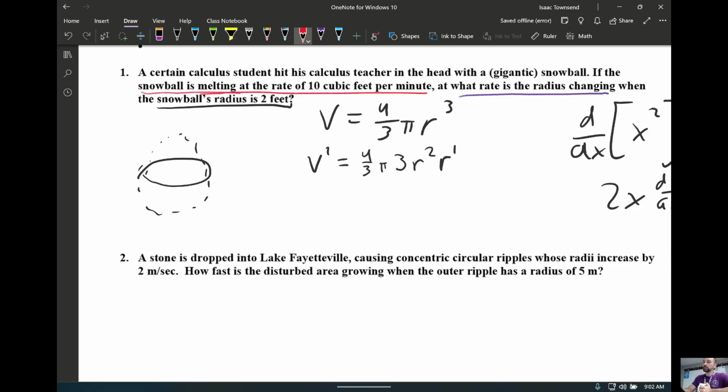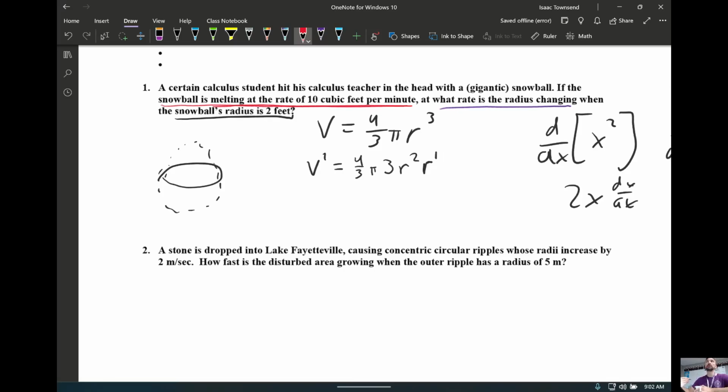If the snowball is melting at a rate of 10 cubic feet per minute, what is this describing? How fast it's shrinking. Okay, but the rate of shrinking, the cube. Let me erase this stuff. This is the way volume is changing. Does that make sense? Okay, so 10 feet per minute.